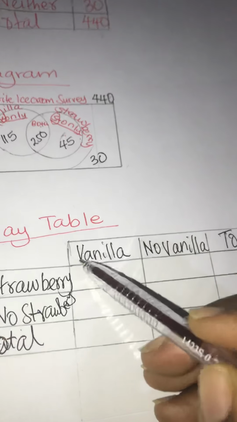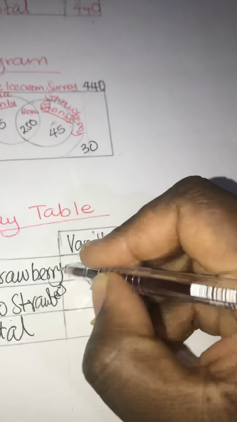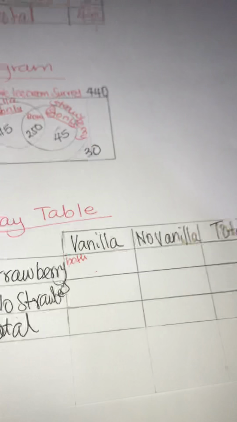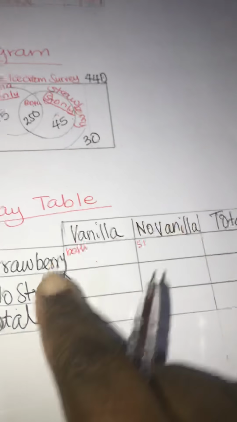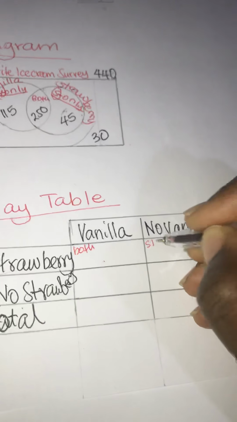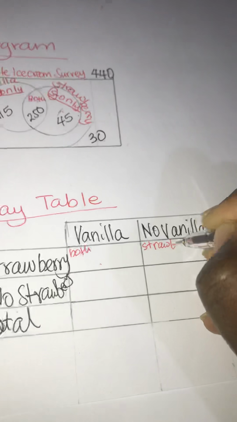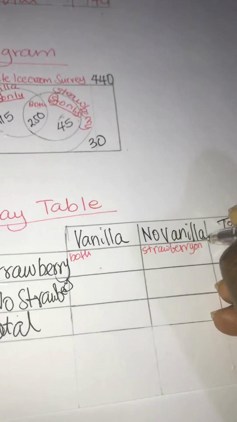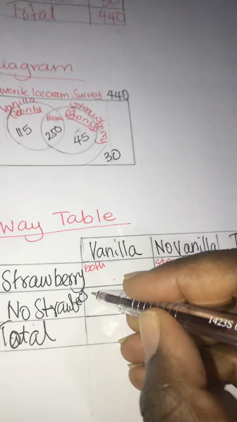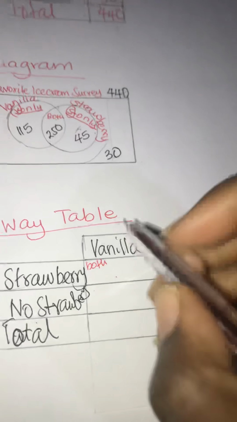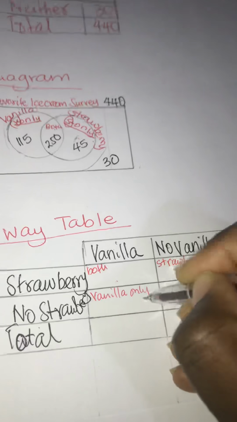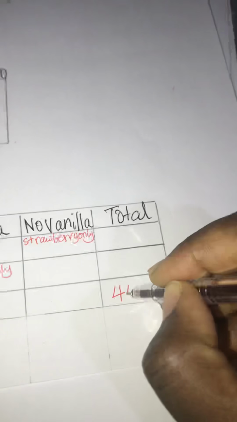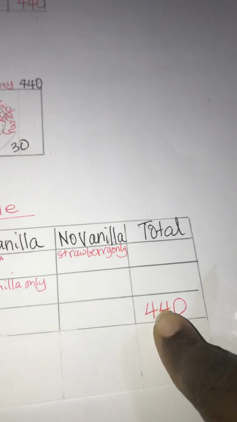In this box, it means those who like vanilla and strawberry. That means those who like both. No vanilla means strawberry only, because you want strawberry, but you don't want vanilla. This means strawberry only. This means no strawberry, that means you want vanilla. This means vanilla only. And then this total over here is the one that should be the total for everything, which is 440.